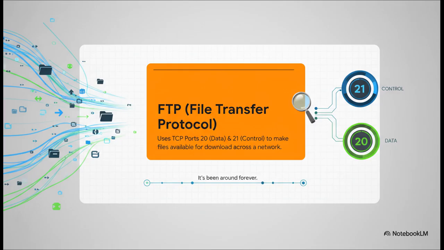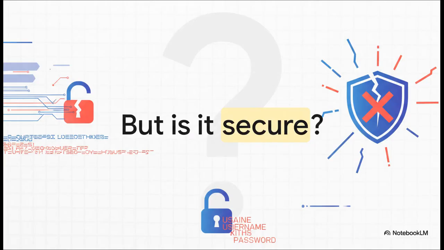This one's pretty unique because it actually uses two TCP ports at the same time. Port 21 is for the control connection, like sending commands, and port 20 is for the actual data transfer. It's been around forever. But here's the question we should always ask with these old protocols, right? Is it secure? And when it comes to FTP, the answer is a big, loud no.